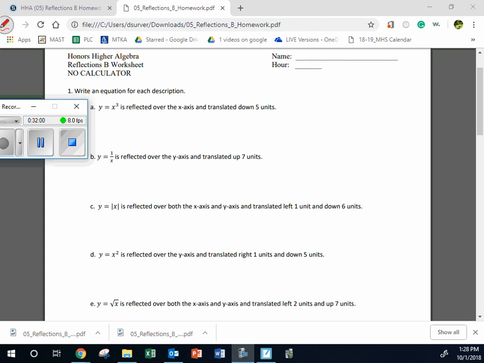That's reflected over the x and translated down 5. Are they asking me to graph it? No. What do the directions say? Write an equation. How do I write an equation for that? y equals x to the third. No, I just moved mine to the left 7 and down 5. What was I supposed to do? So what should I put on the inside there? Or the outside? Or where? What do I do? That's my graph down 5, but what's the other part?